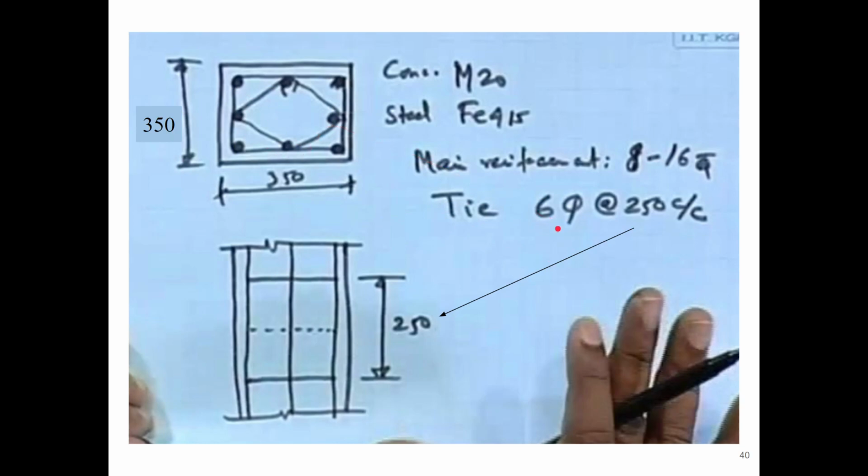So it is having 6 mm diameter, and the spacing, that is the pitch, is basically 250 millimeter center to center. Now as I told you, here we could have given 7, okay, but to make it uniform we are giving 8 mm bars, okay, because it was around 6.08, that means we only needed 7, but to make it uniform we are giving 8, okay.